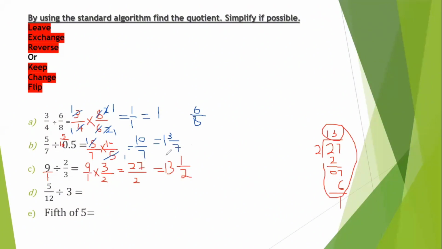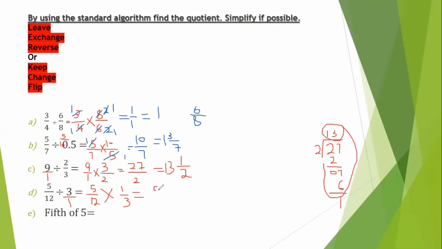Next, 5 over 12 divided by 3. Keep, change, flip. It's a whole number. I can change it to be a fraction, then flip or reverse. Keep the first fraction, 5 over 12, and exchange the sign, then reverse the second fraction. Can I simplify? No. So multiply.